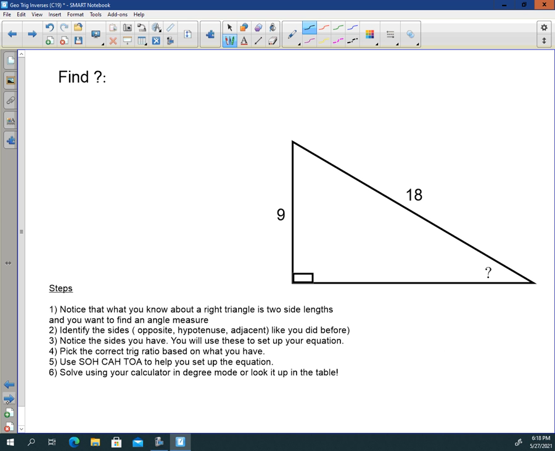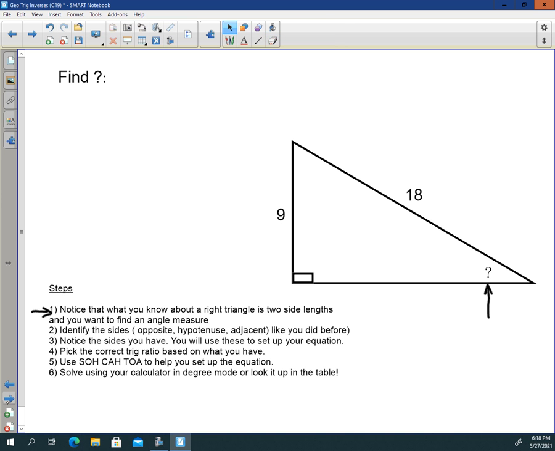So the steps are to first notice that what you know about a right triangle is two side lengths, and you want to find an angle measure. In this particular problem, that's exactly what we have. We've got two side lengths of a right triangle, and what we don't know is this angle measure. Now, a couple of you actually will be able to guess that angle measure just by looking at the relationship of those sides, but I'm going to leave that for you to think about.